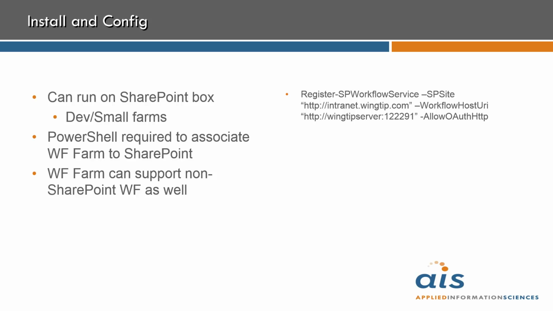Also, as you'll notice, the AllowOAuthHttp parameter is basically saying that workflow runs under the assumption of SSL by default. If you need to allow for non-SSL communications between the farms, you'll need to add this parameter into the call. This is how I've set up my dev environment. Obviously, I'm not dropping however many dollars a year on an SSL for a dev environment.